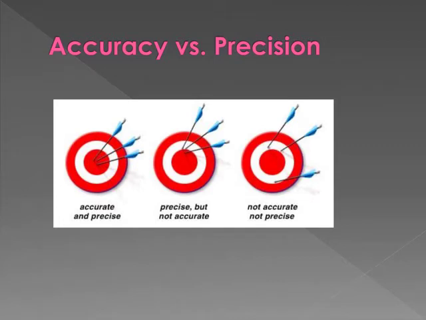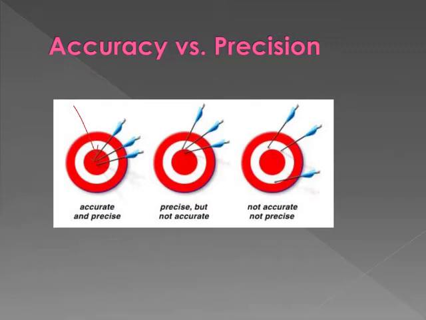So another kind of visualization on this. Here we have, if the bullseye in the center represents the true value, you've got 3 arrows that are real close to each other and they are right on the bullseye. That's going to be accurate because you're getting the correct value and they're really close to each other.